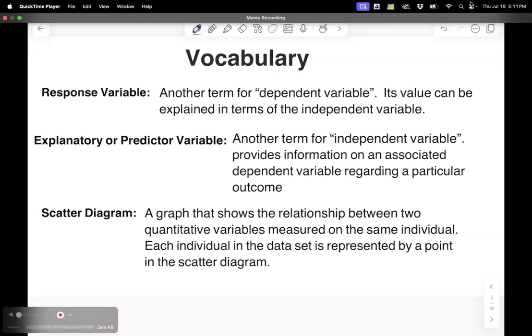So scatter diagram. The scatter diagram is the same thing as a scatter plot. It shows the relationship between two variables.